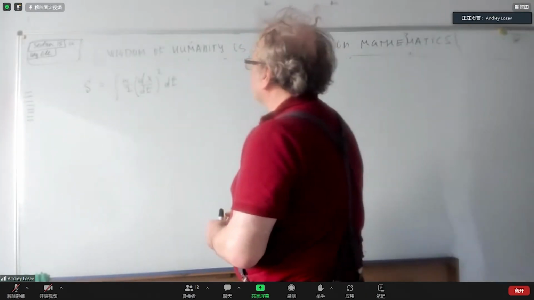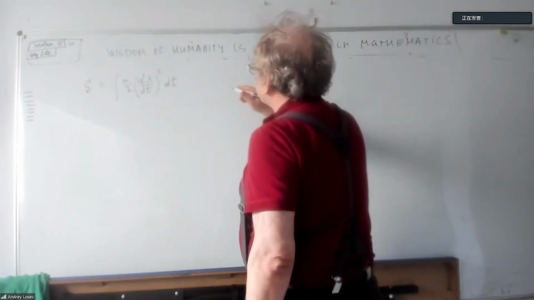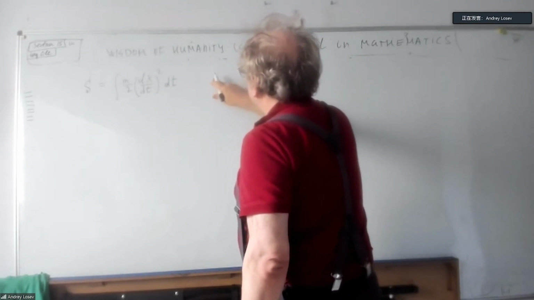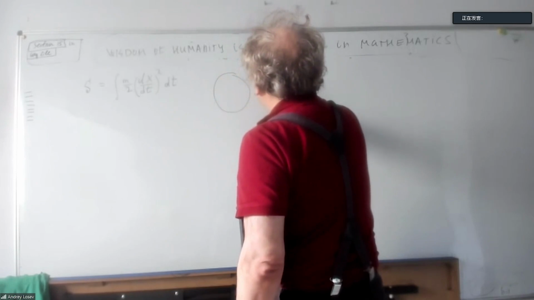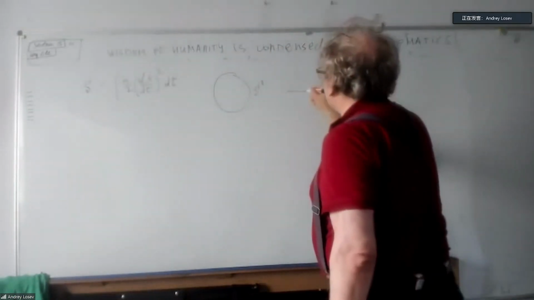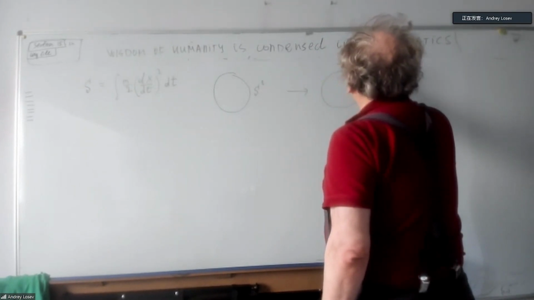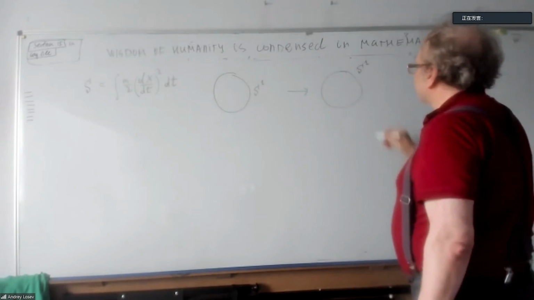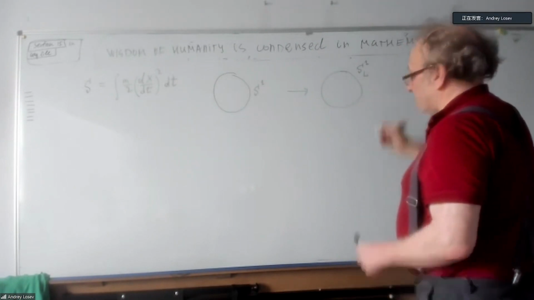So this is the action. And now we study the following map: S1 goes to S1. And the length of this S1 is L.